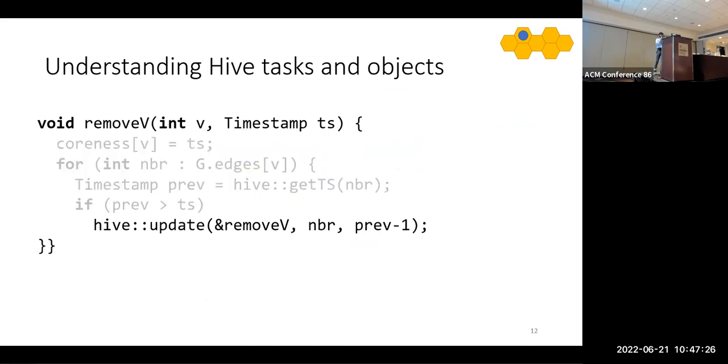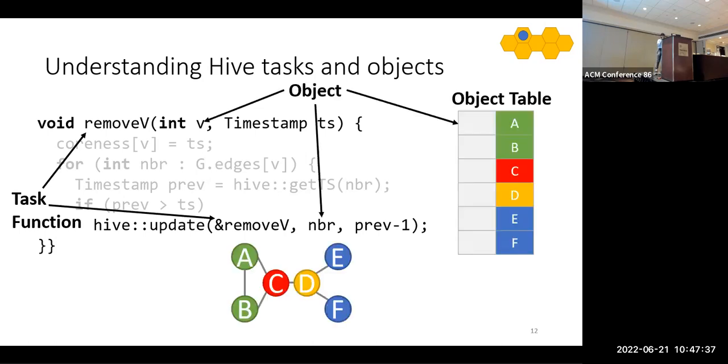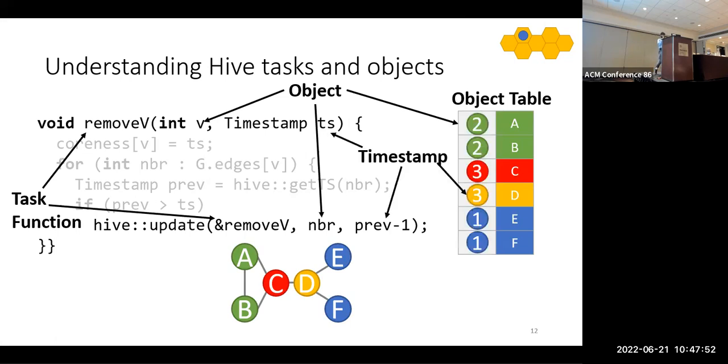What we care about here is the call to Hive update. We have three components to this update call. First, we have a pointer to the task that we're going to execute. Second, we have the object. Objects are how Hive recognizes individual tasks and finds them later to update them. They generally correspond to our input data in some way. In this case, each object is a vertex in our graph. And finally, we have a timestamp. Hive's tasks are timestamp ordered and will appear to execute in order.